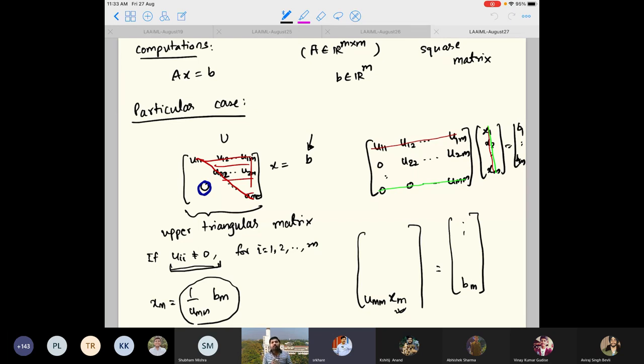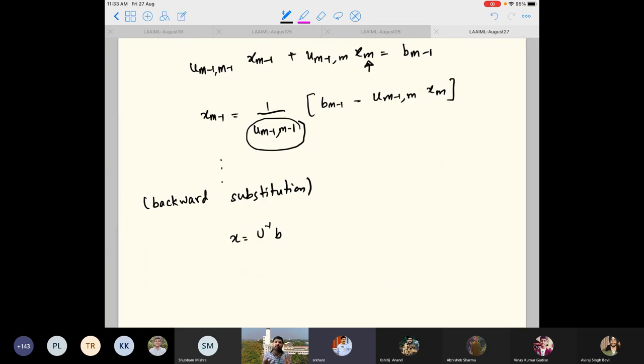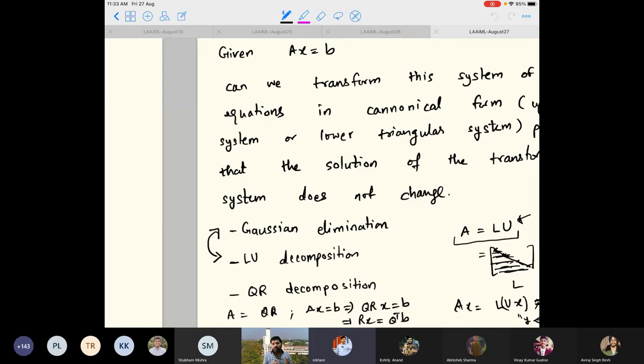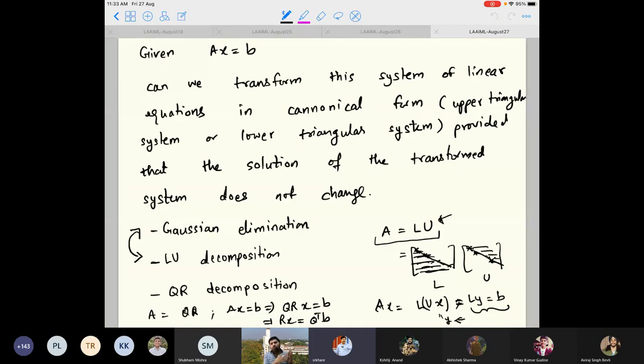So we want to come up with a different technique to solve AX equals B. We saw one canonical structure, which is upper triangular or lower triangular. If you have matrix A in that canonical structure, then solving the system of linear equations is really very easy. So what is the objective now? Unfortunately, an arbitrary system of linear equations AX equals B is not in the canonical form. But can you do some transformations so that you transform this system into an equivalent canonical system which can be solved very easily?